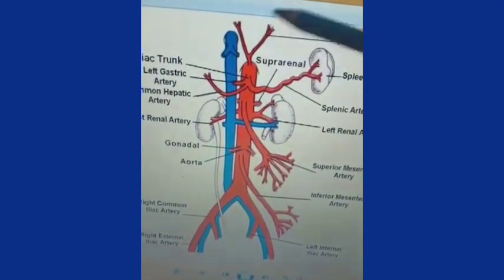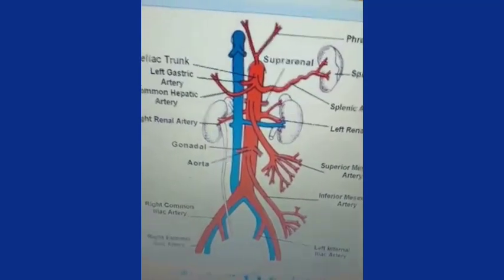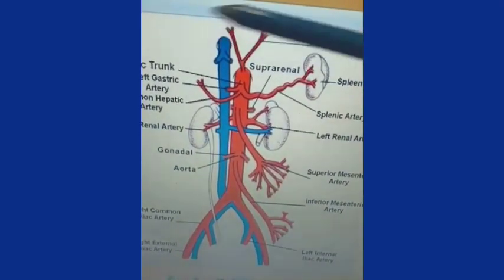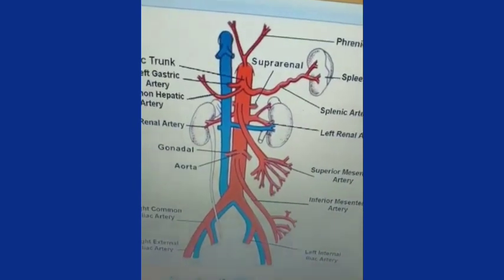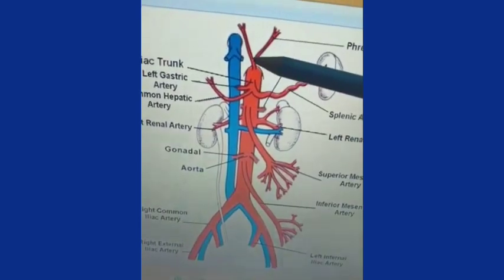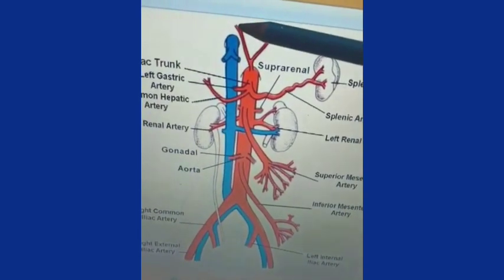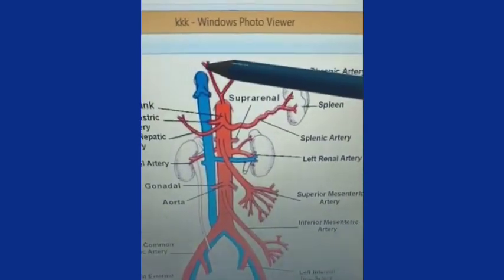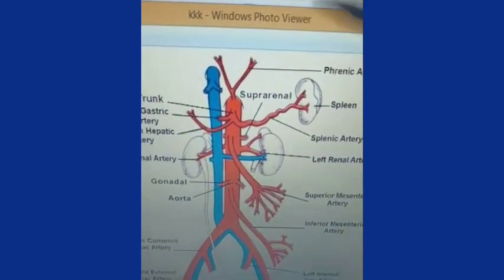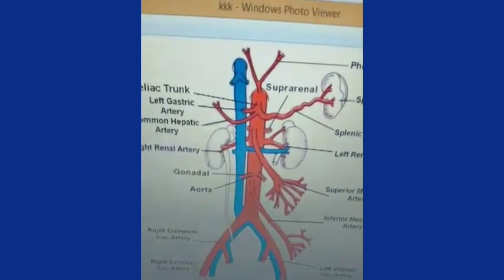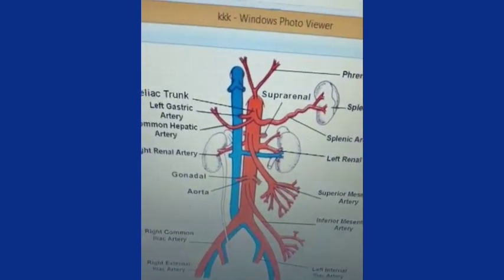Then it ascends upwards and supplies the corresponding side of the diaphragm. This will supply the left crus of the diaphragm, this will supply the right crus of the diaphragm. So the phrenic artery arises above the celiac trunk, runs upward and supplies the corresponding side of the diaphragm. Left phrenic will supply the left side of the diaphragm, and right phrenic will supply the right side of the diaphragm.